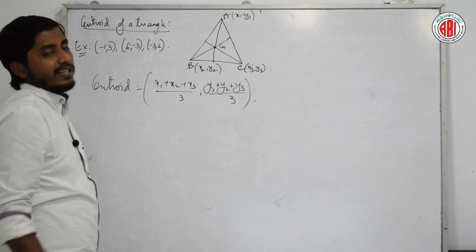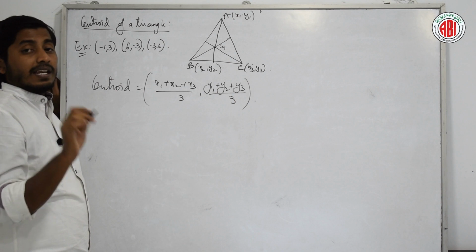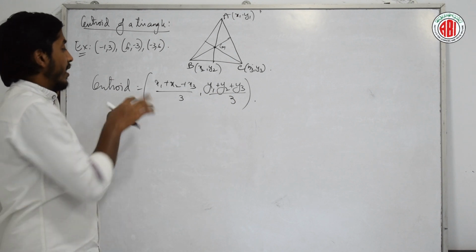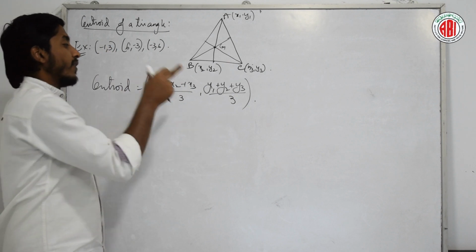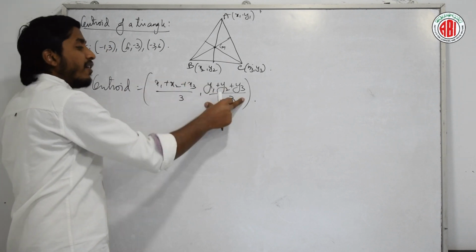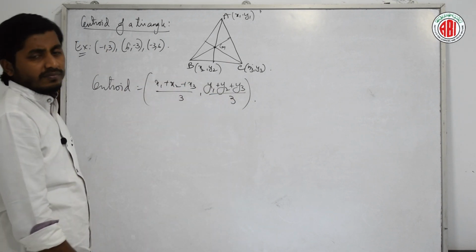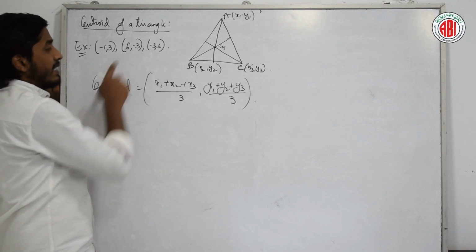This is very easy to understand and very easily you can remember. What is the formula of midpoint? x1 plus x2 by 2, y1 plus y2 by 2. What is centroid? x1 plus x2 plus x3 by 3, y1 plus y2 plus y3 by 3. Is it clear? Shall we do this example?